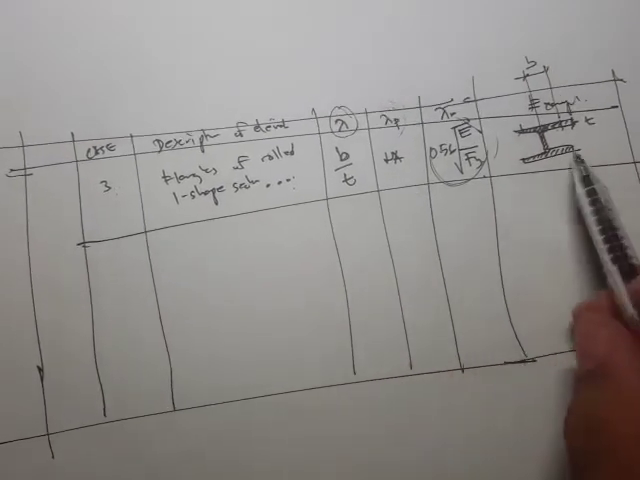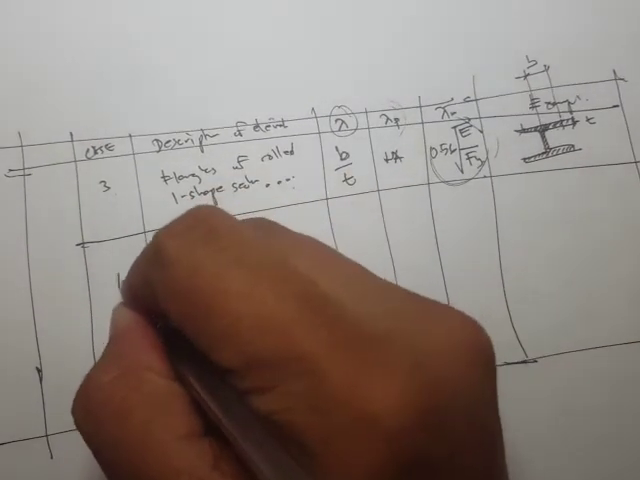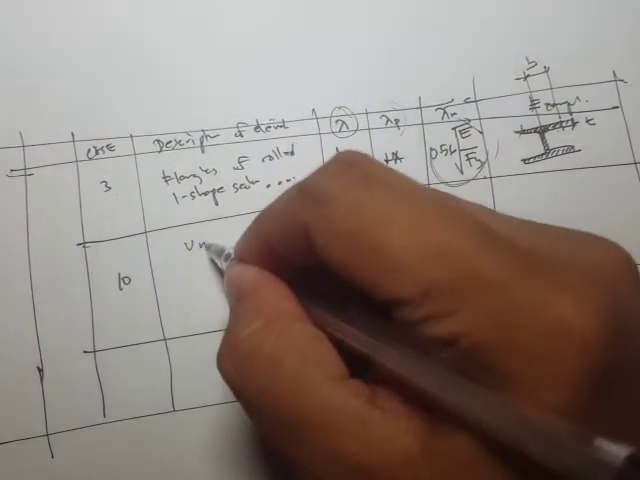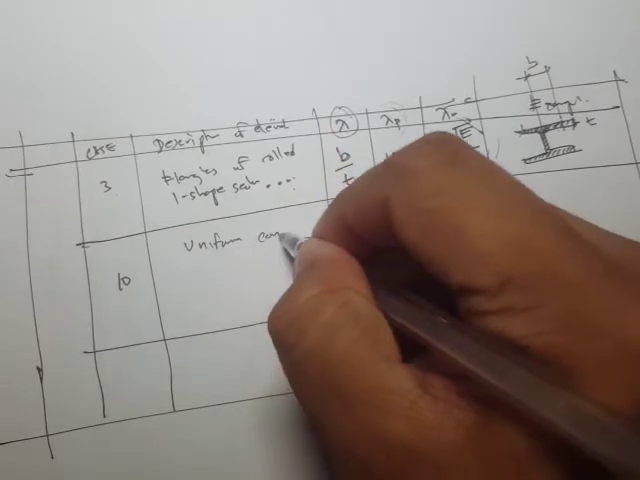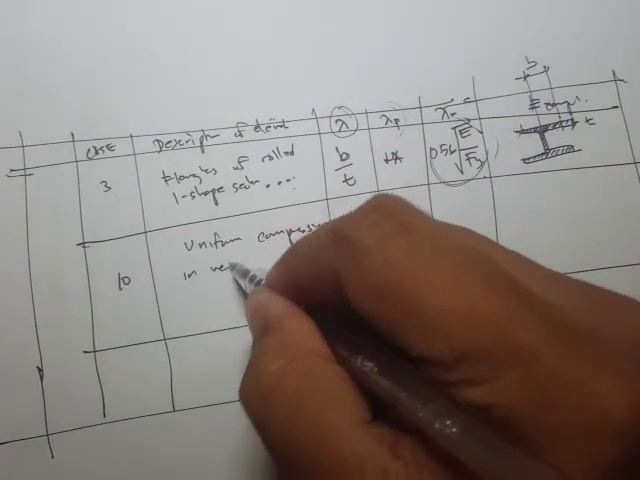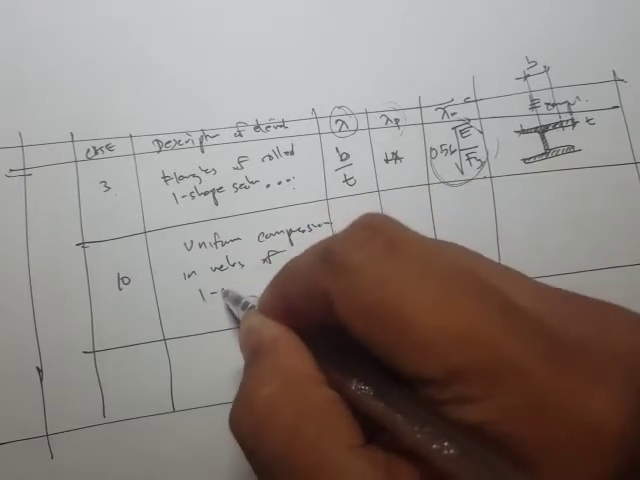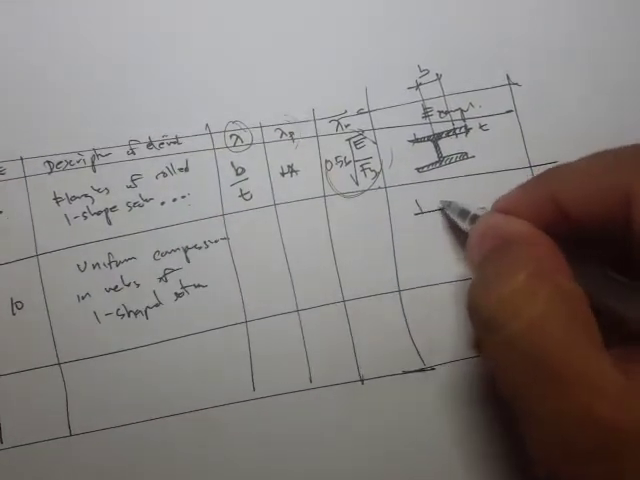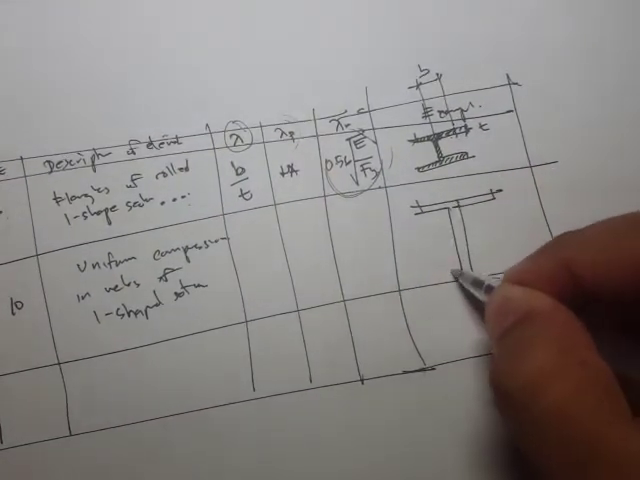And for the web, it says here uniform compression in webs of I-shape sections. So here we have, let's draw again, this one.